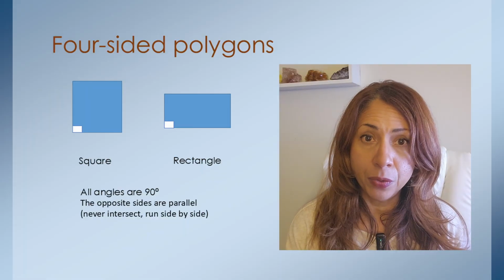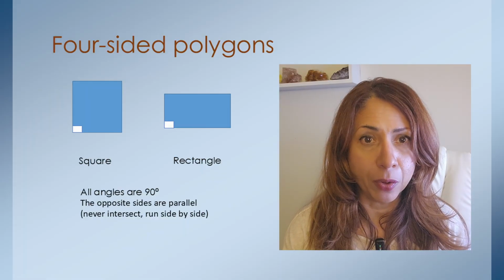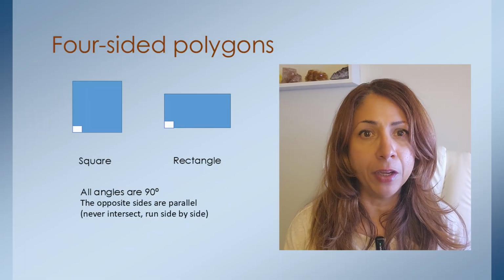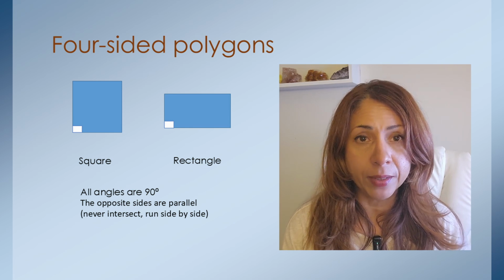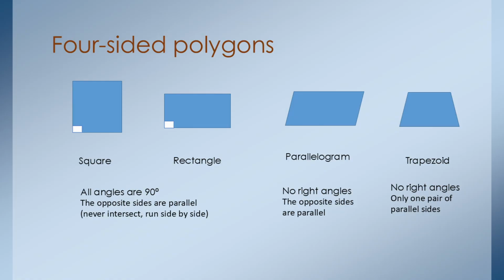Now, moving on with polygons, we have the 4-sided polygons. The first 2 have right angles, that's 90 degrees, and the opposite sides running parallel. These are the square and the rectangle. The other 2, for the purpose of this tutorial, are the parallelogram, no right angles, but both sets of opposite segments running in parallel, and the trapezoid with only one set of opposite sides running in parallel.